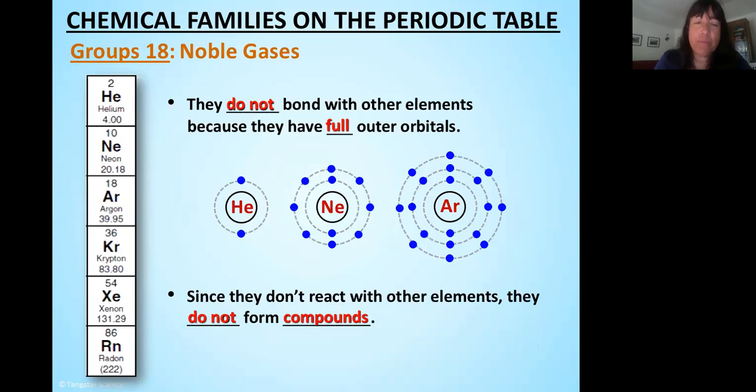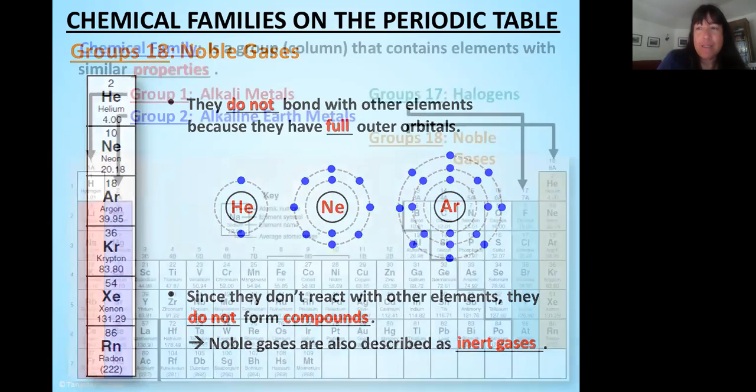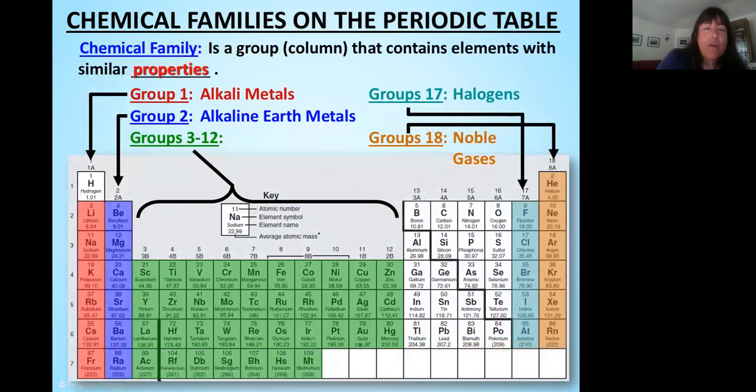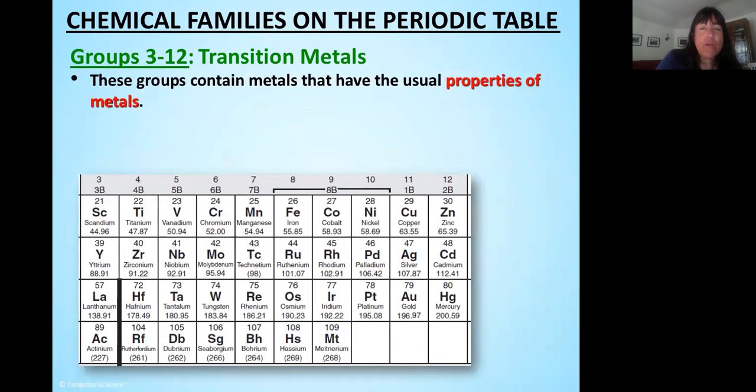Okay, they don't. And noble gases are also described as inert gases. Way back when I took chemistry in high school, we called them inert gases. This means they're non-reactive. All right, the next group is the transition metals. Transition metals, these groups contain metals that have the usual properties of metals. What? You know these metals.